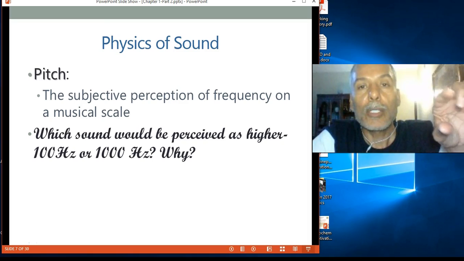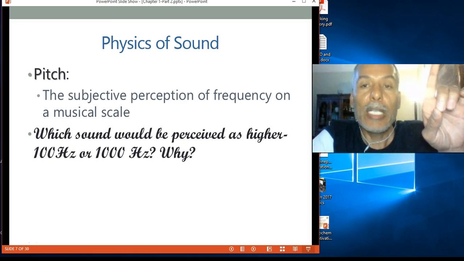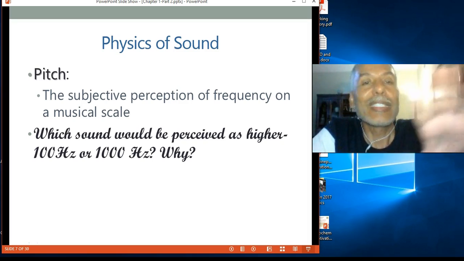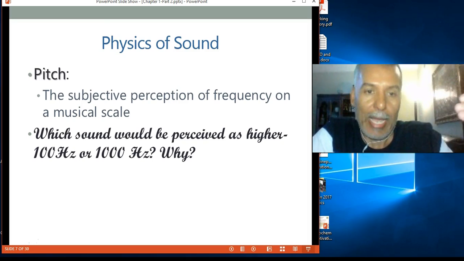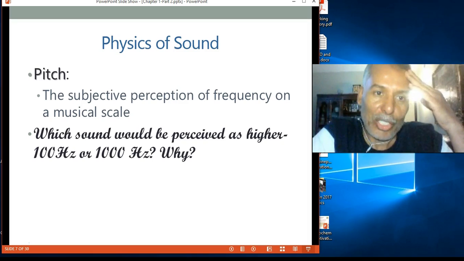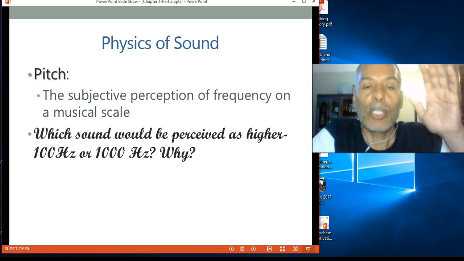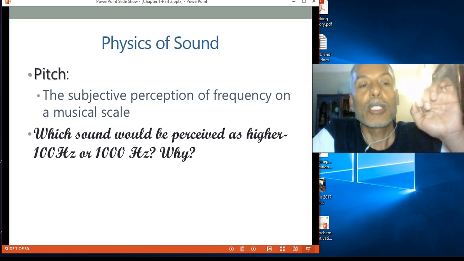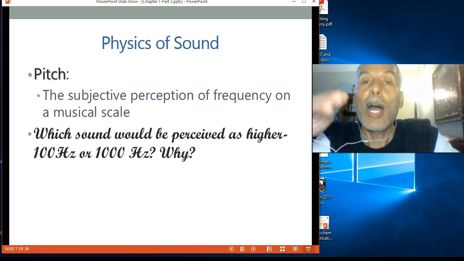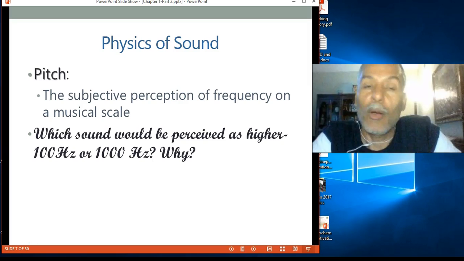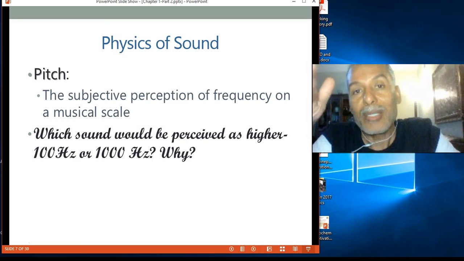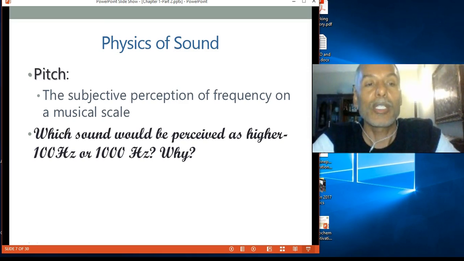Okay, so it differs. Pitch is the subjective. Subjective means my feelings get into it. Objective means no, you are out of it, and no matter what happens, your feelings do not get mixed up. So pitch is the subjective correlate, or subjective perception, of frequency on a musical scale. In other words, the higher the frequency, the higher the pitch. The lower the frequency, the lower the pitch, because they are basically referring to the same concept.